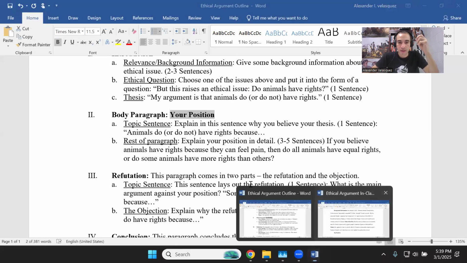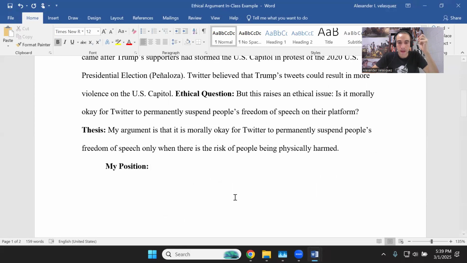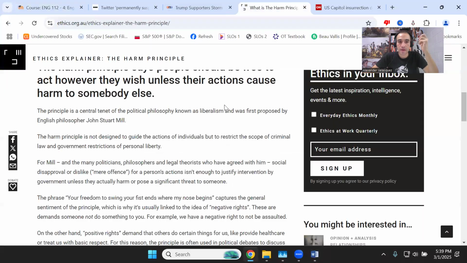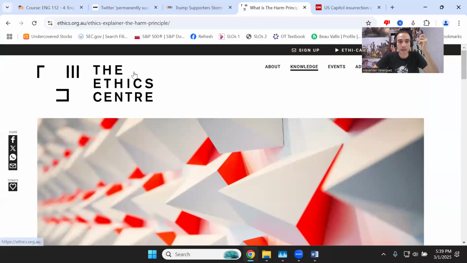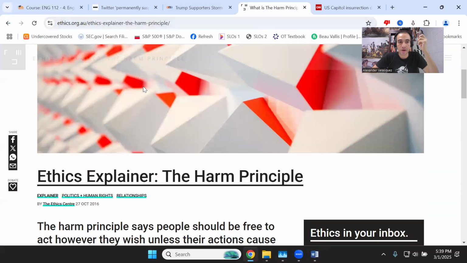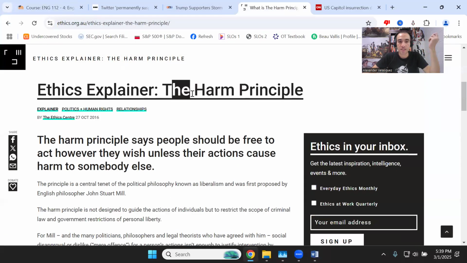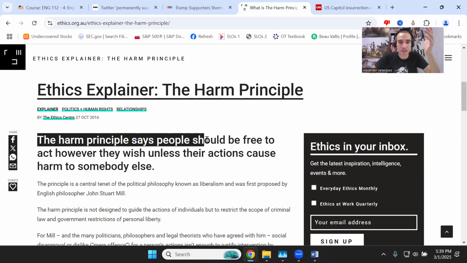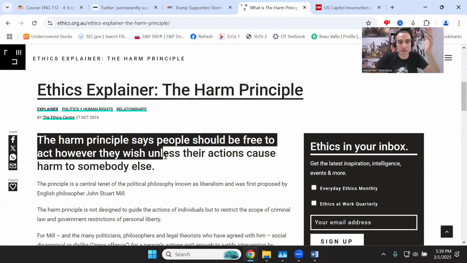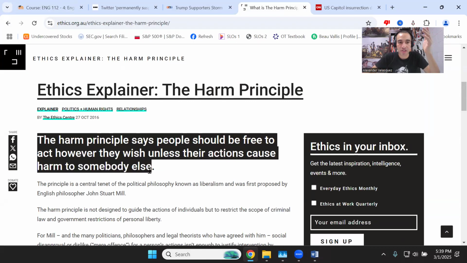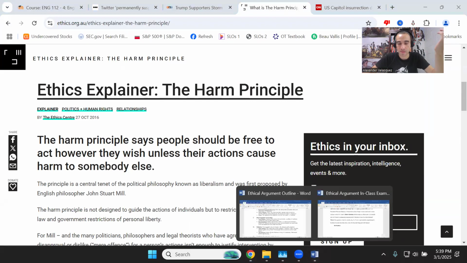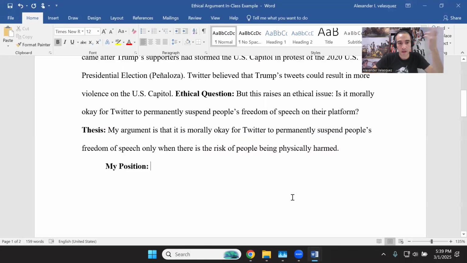So I'm going to write that particular part. And I also got a website from the Ethics Center, ethicscenter.org, explaining this exact principle called the harm principle. I just explained to you what that is. It says here on this website, the harm principle says people should be free to act however they wish unless their actions cause harm to someone else. So that's the harm principle. It's a famous principle in philosophy and ethics.